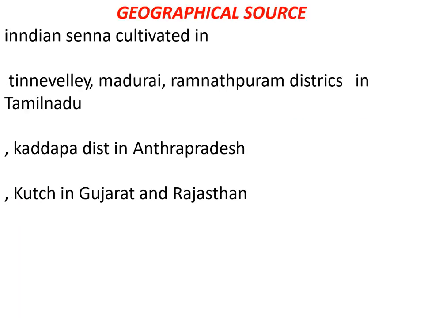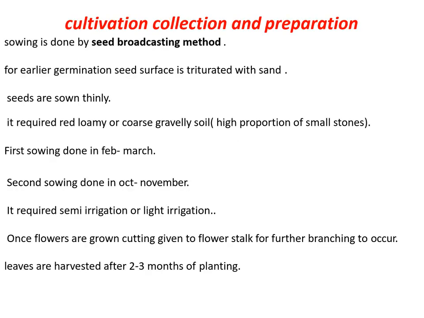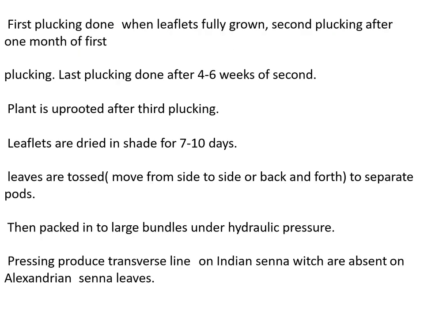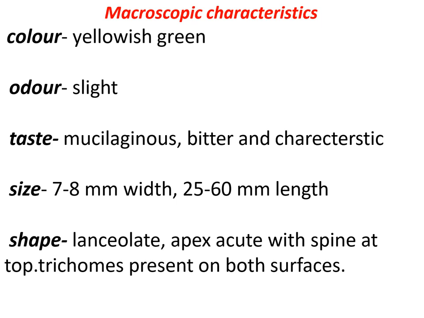So, geographical sources. This Indian Senna is cultivated in Tinnevelly, Madurai, and other districts in Tamil Nadu, and Kadapa district in Andhra Pradesh, and Kutch in Gujarat and Rajasthan. Another heading is collection, cultivation, and preparation: how you can prepare, cultivate, and collect this. These are all details you can go through. Then the collection and microscopical characteristics also, we can discuss in detail.